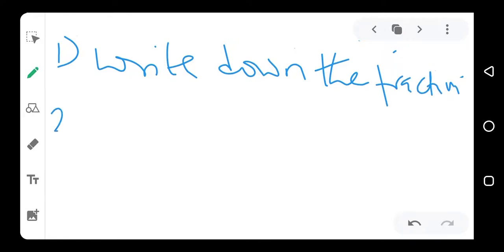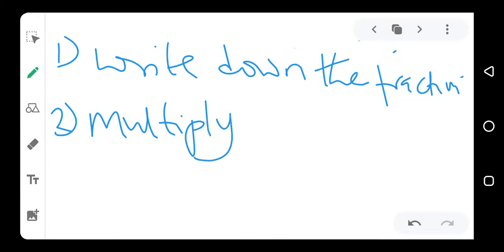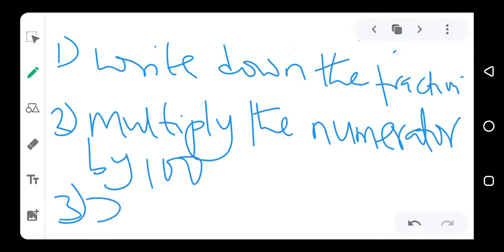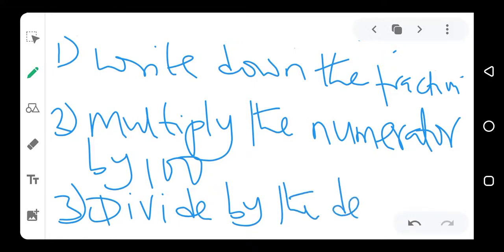Now, number 2, after writing down the fraction, then number 2 is to multiply the numerator by 100. I've told you just now what the numerator is. Multiply the numerator by 100. Now 3, divide by the denominator.